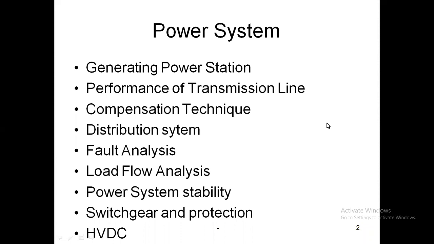After this LG fault, we have another fault which is known as the line to line to ground fault. That is the double LG fault. If any two of the phases get short circuited with the ground, then that fault is known as the double line to ground fault. So this is the third kind of fault in the power system.